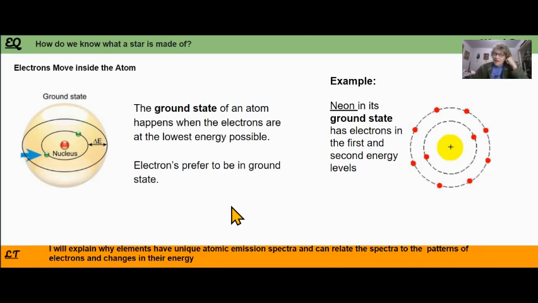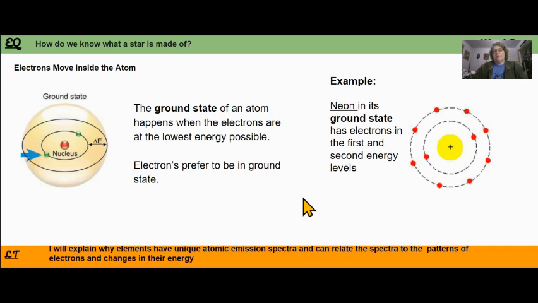So electrons move inside the atom. Okay. So basically, they start off in the ground state, right? And the ground state of an atom is when the electrons are at the lowest possible energy level that they can be. So, for example, here's neon, and neon in its ground state has two in its first shell, and then its second shell has 8 electrons, right? So basically, those two levels are full.